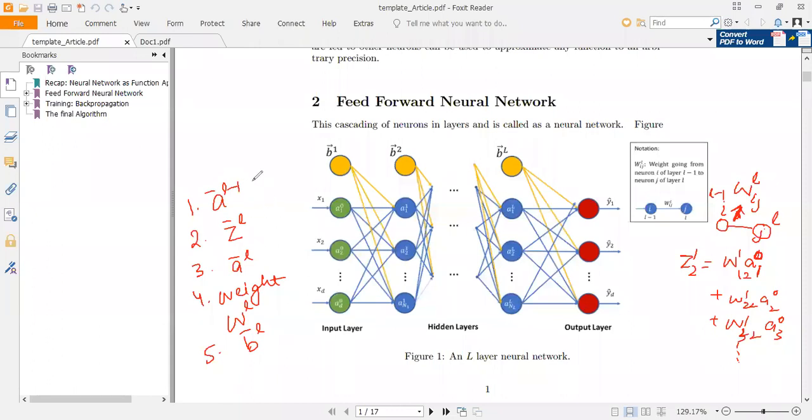As I was saying, each layer has 5 things. One is this input that it takes from the previous layer. It computes a pre-activation, then it computes an activation. And then there are two types of parameters associated with each layer. One is the weight matrix, W^L, and the other is the bias vector.